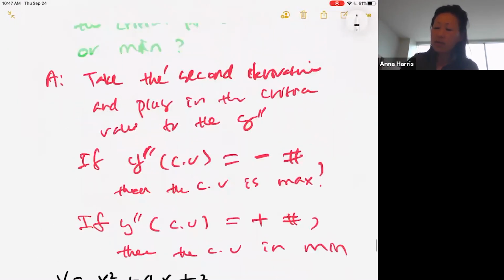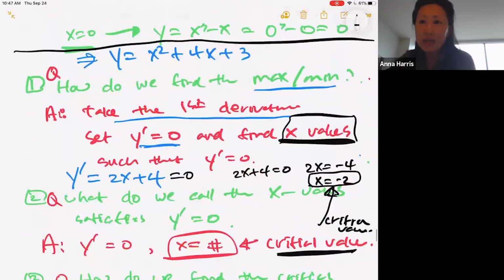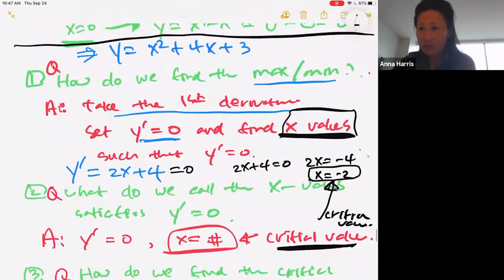So let's go over again. We got 4 questions to learn today. How do we find the min or max? Take the first derivative. Okay, everybody stop writing for now because I want everybody to understand this. Listen carefully and then talk to me. How do you find the max or min? I'm waiting for answers. What do you need to do?